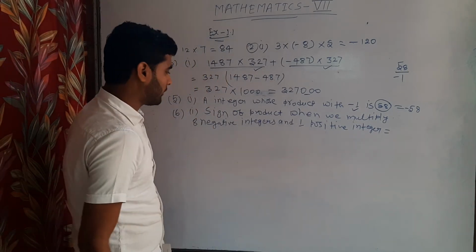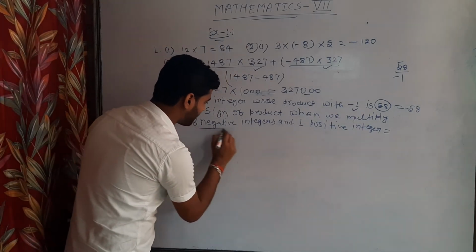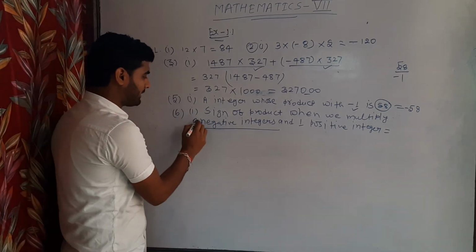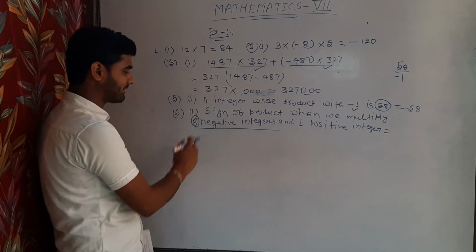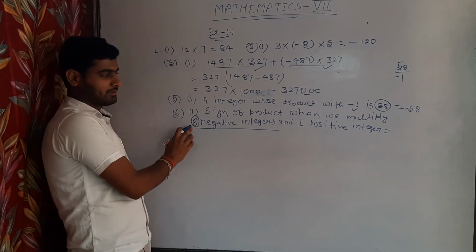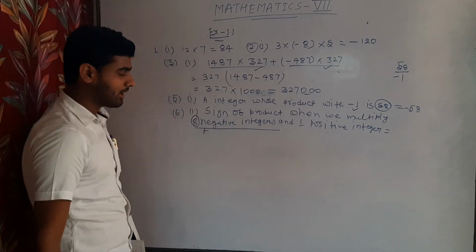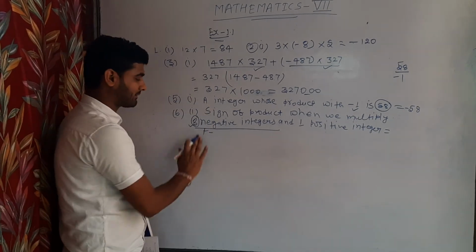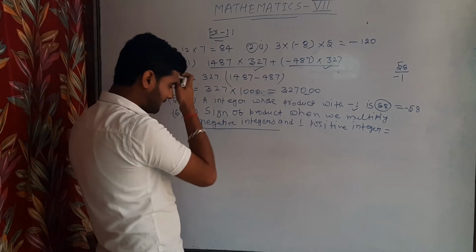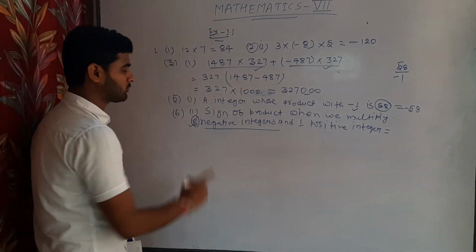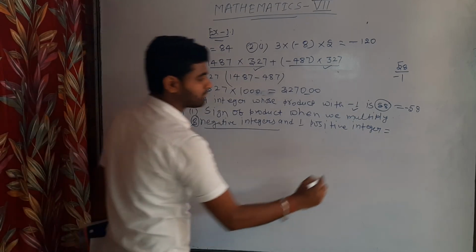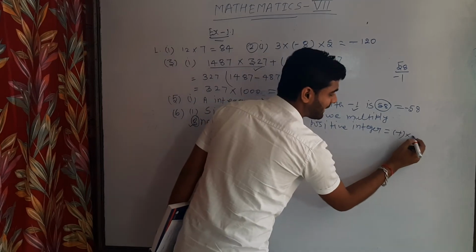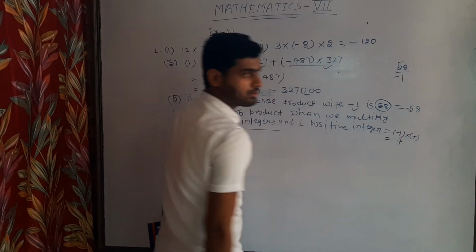So first of all, we have to know what is the sign of 8 negative integers when multiplied. If the number of negative integers is even, then the sign is plus. If the number of negative integers is odd, then the sign is minus. So here the number of negative integers is even. So the product of 8 negative integers has the sign plus, and 1 positive integer multiply plus. So plus multiply plus is equal to plus.